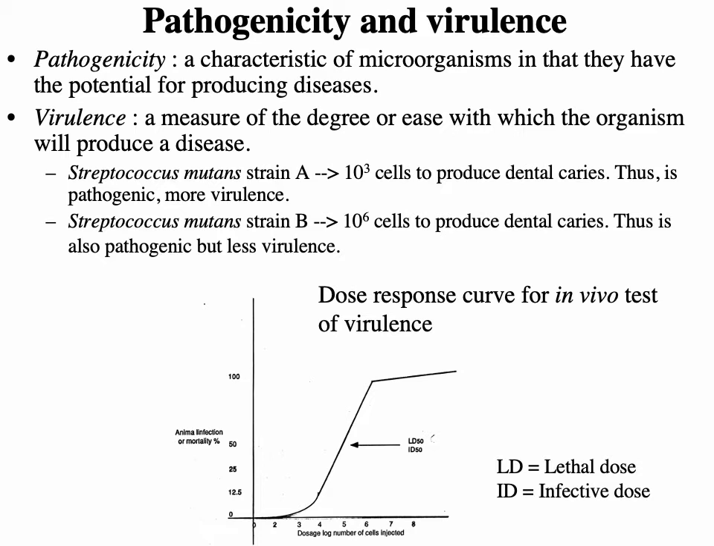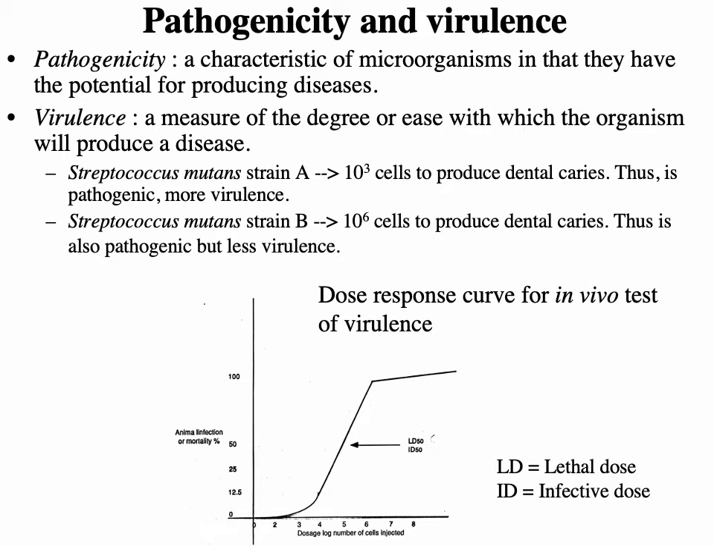So the two terms are pathogenicity and virulence. The definition of pathogenicity is a characteristic of microorganisms in that they have the potential for producing diseases. So they have the potential to produce disease. Virulence is defined as a measure of the degree or ease with which the organism will produce a disease. So the example below will probably help further explain that.